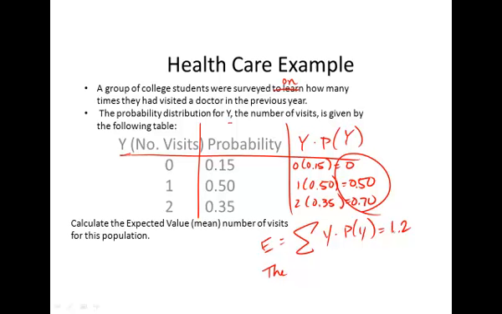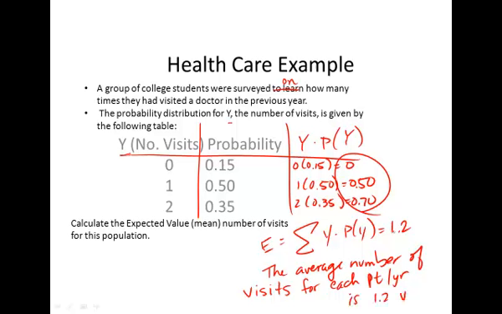So the average number of visits for each patient per year is 1.2 visits. So again, we're finding the mean here, but the way we calculate the mean is we use the value, number of visits in this case, multiplied by its probability.